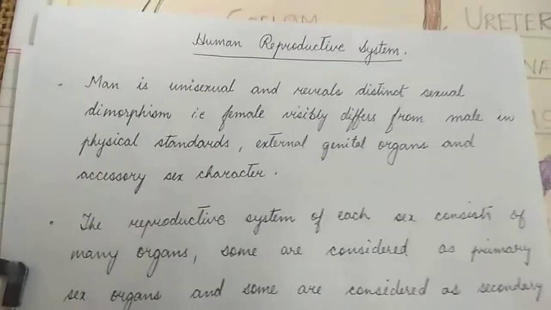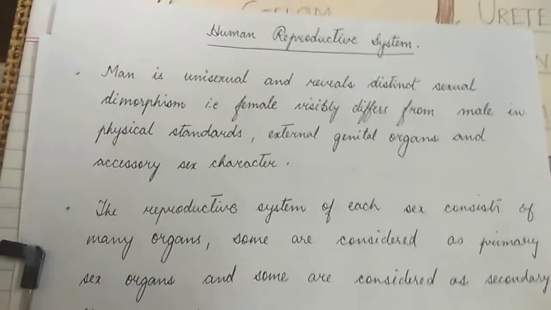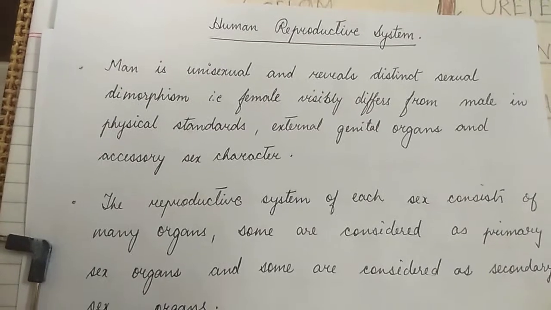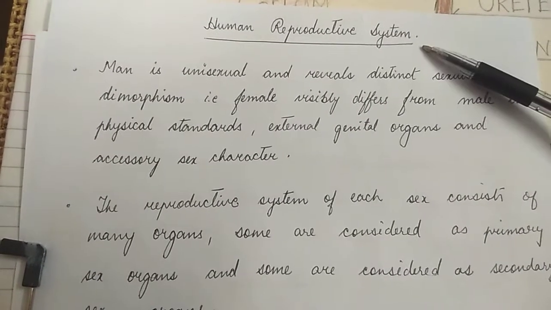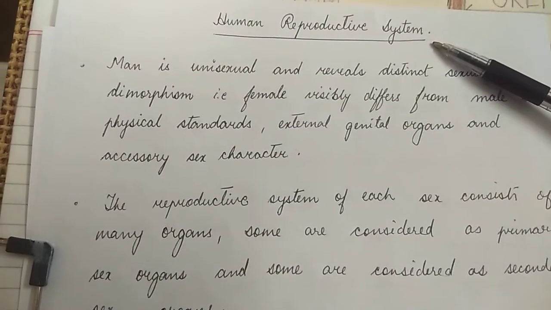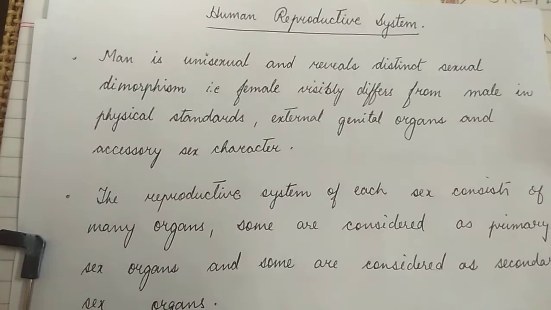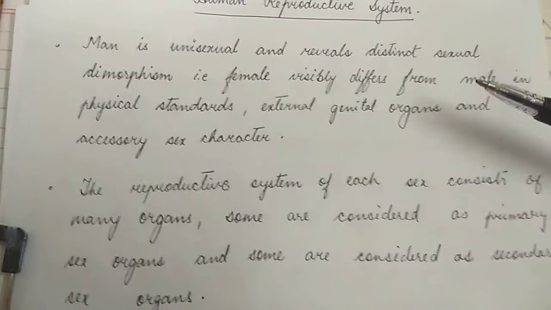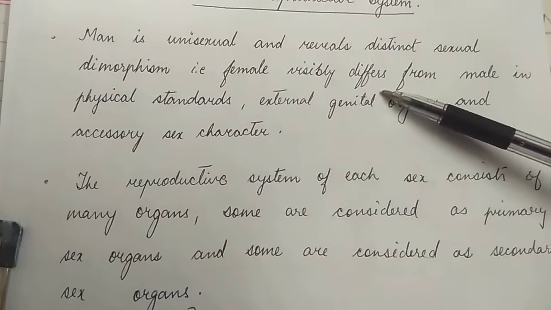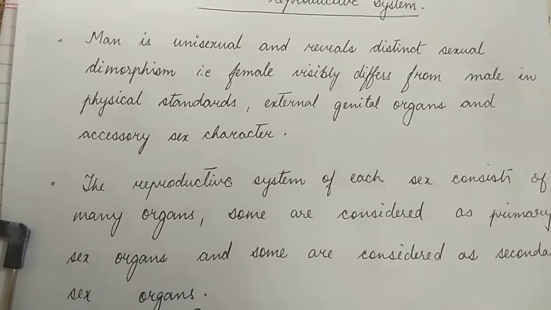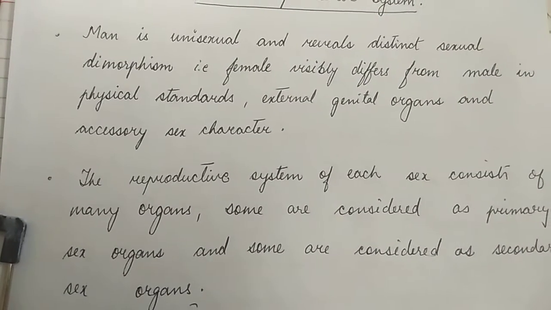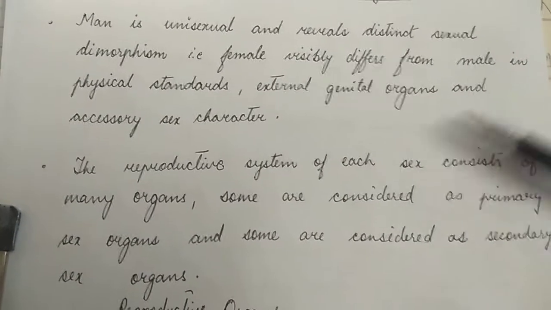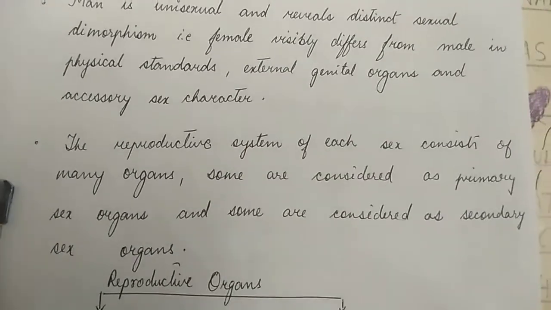So, now let us discuss these different embryological phases. Before that, let us study the human reproductive system. Man is unisexual and reveals distinct sexual dimorphism, that is, the female visibly differs from the male in physical standards, external genital organs, and accessory sex characters.